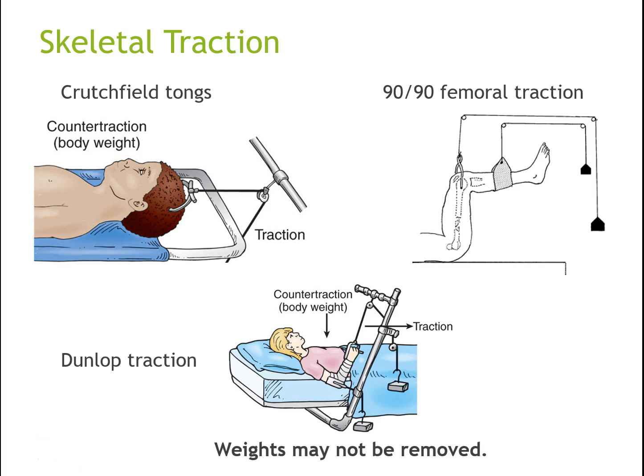If they have skeletal traction, the weights are not removed. They need to be adjusted. Maybe they need to add more weight or take weight off. They will take frequent x-rays when they're in skeletal traction to see the alignment of the bones and decide whether or not what they're doing is working, but they are not removed.